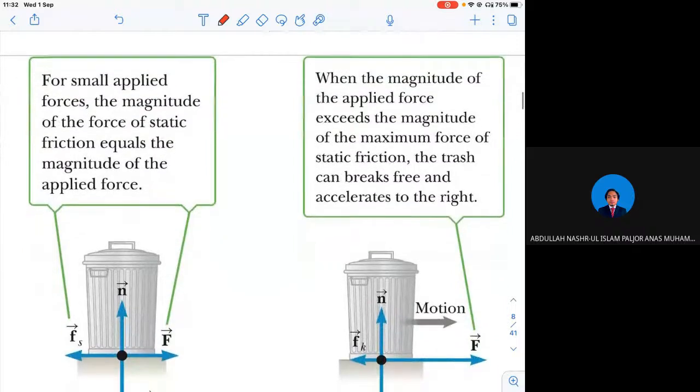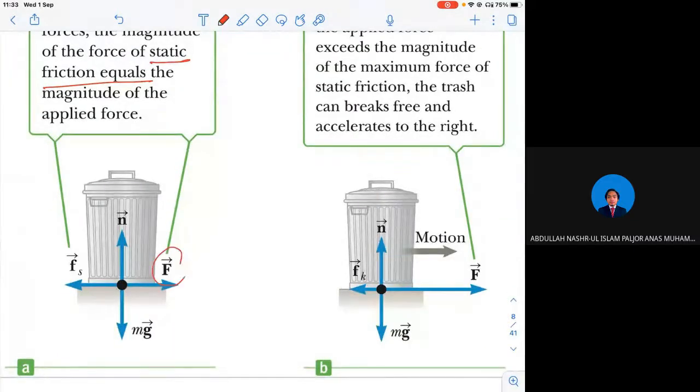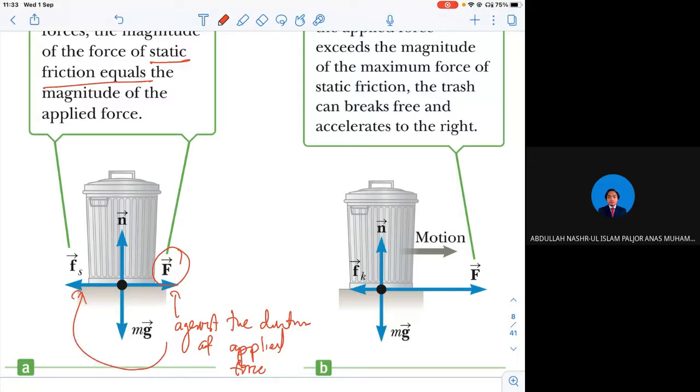For small applied forces, the magnitude of the force of static friction equals the magnitude of the applied force. Look at the applied force. This is the applied force. So the direction of the static friction is going to be against the direction of the applied force, like this one. This is the direction of static friction. So this is the static friction. It should be against the direction of force.